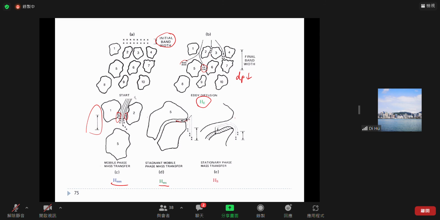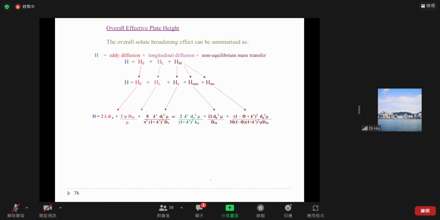Also for partition chromatography, a thin film is coated on the surface of the porous silica particle. Again, the analyte can diffuse into the coated or chemically bound stationary phase and diffuse out. Some diffuse deeper, some less, so the stationary phase also contributes to band broadening. So overall, we can sum it up.